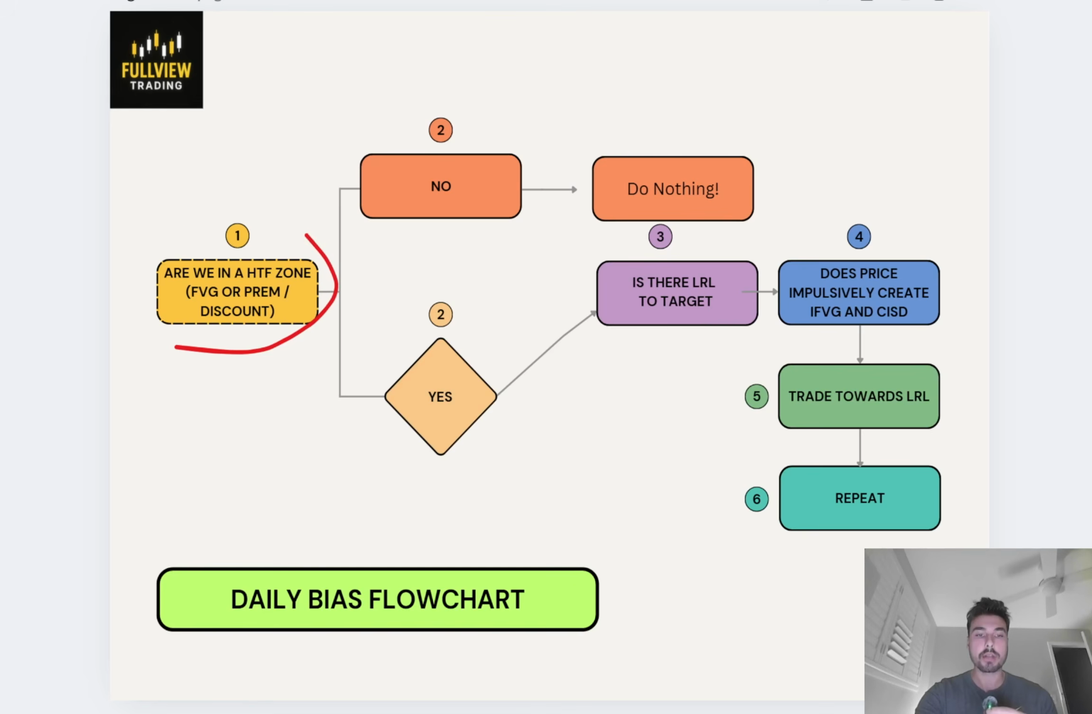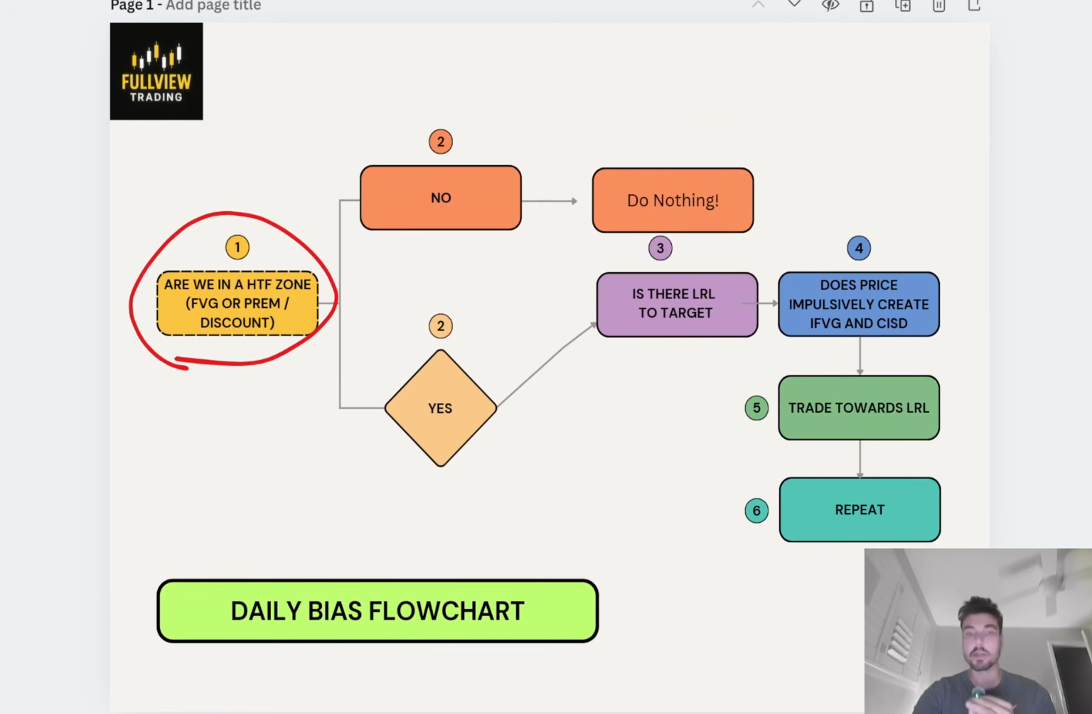Are we in a higher time frame zone or premium and discount? That's step number one. If you answer no, then you're not taking a trade. It's as simple as that. If we're not in a higher time frame fair value gap, if we're not in optimal trade entry or premium or discount, you're not looking for a trade. You're being patient. Equilibrium of a range is way too risky. Premium or discount is much more high probability. That's number one. If we're not in those areas, you're not looking for a trade, you are doing nothing.